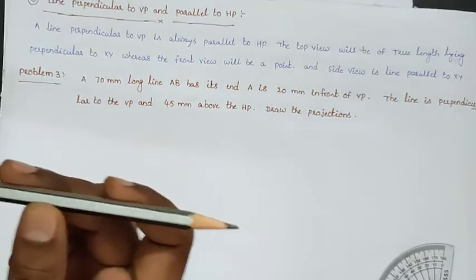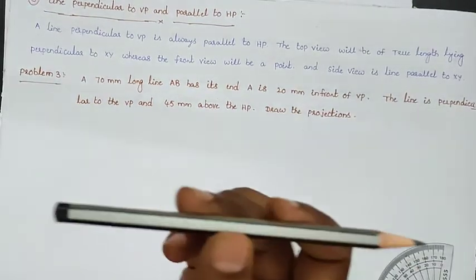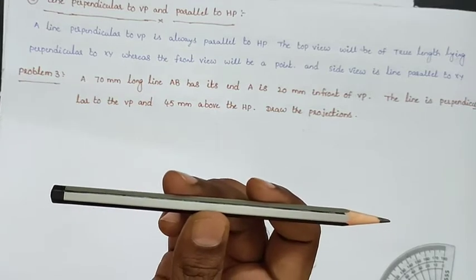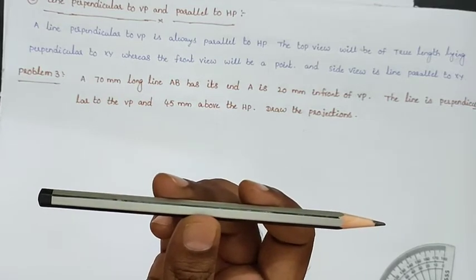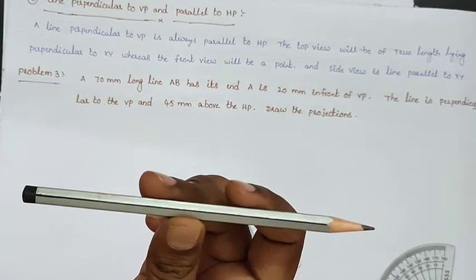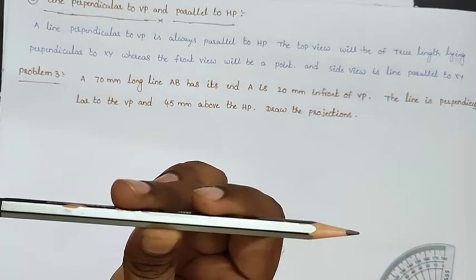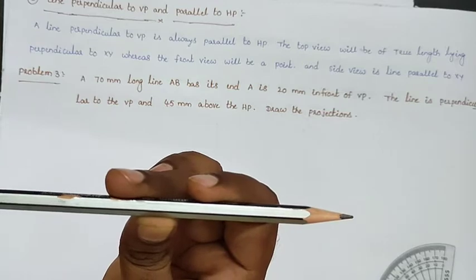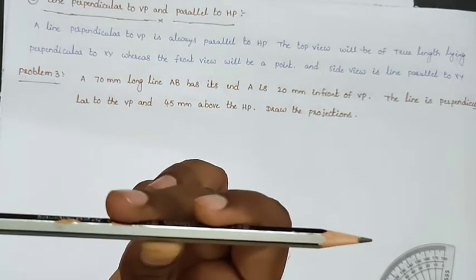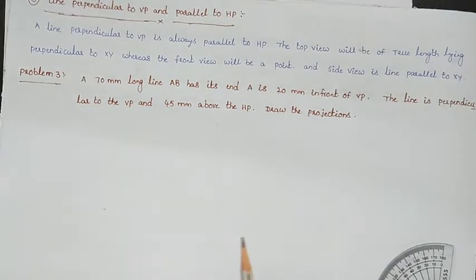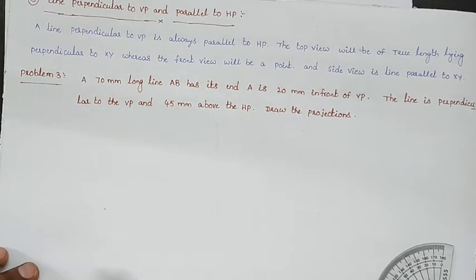So we will get a point on the vertical plane. And whenever you see the object from the side view, we will get a line parallel to XY. This is the direction of the side view. From one side we will see the object and get a line. So I am drawing the projection here. How will we get the projections in this position?